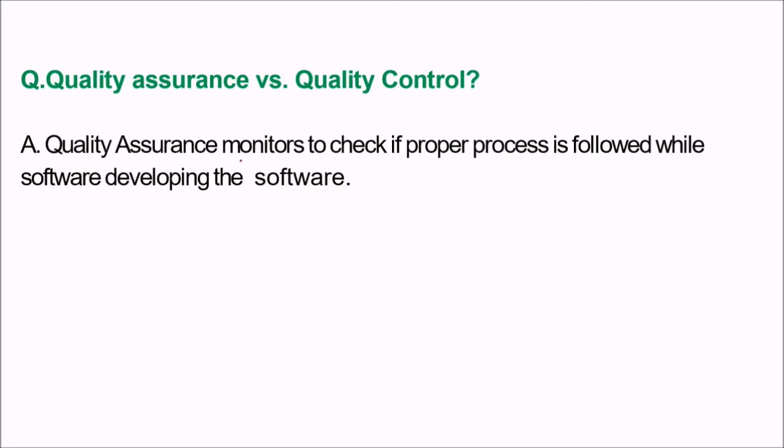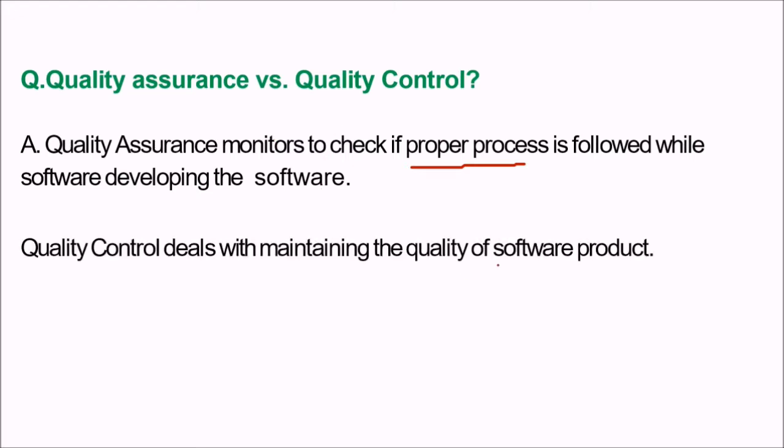Quality assurance versus quality control. Quality assurance monitors to check if the proper process is followed while software development is taking place, while quality control deals with managing the quality of the software product.